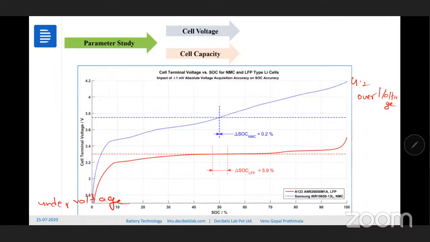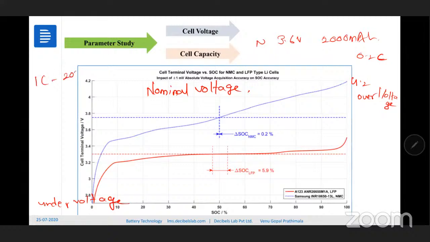And the third important terminology is the nominal voltage. What exactly this nominal voltage tells is, let's say you have a cell with a 3.6 volt nominal voltage and a capacity of 2000 mAh. Now we are discharging this particular cell at 0.2 C rate. What exactly does 0.2 C rate mean? I'll discuss the C rate later, but it will be good to discuss it here also. So 1 C corresponds to 2000 mAh. Then 0.2 C corresponds to how much?